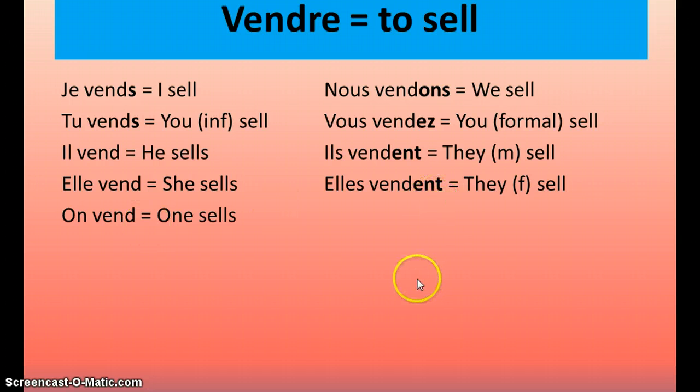We sell, nous vendons. You formal sell, vous vendez. The EZ is pronounced like A. And for ils and elles, you will add an ENT ending whenever you write, but you will not pronounce that ENT. So it's pronounced ils vend and elles vend.